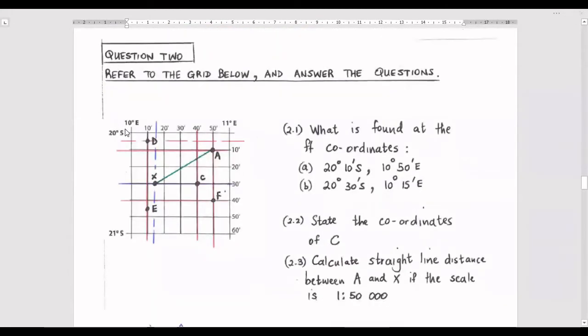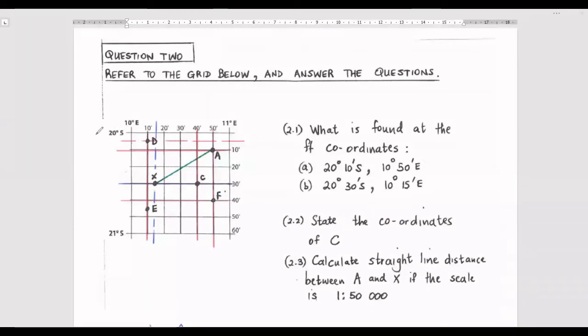Question number 2. Refer to the grid below and answer the questions that follow. Which feature, which letter is found at the following coordinates? Now, 20 degrees and 10 minutes south. So let's go and find that line, the 10-minute line. Let's see where we are. Sorry, close this off here quickly. Right, 20 degrees and 10-minute line.